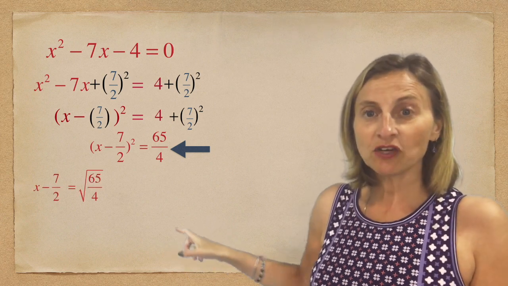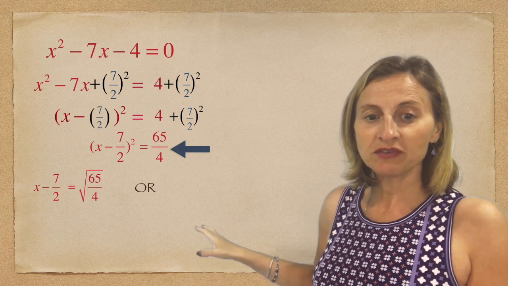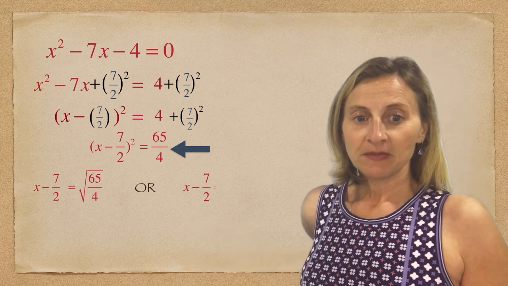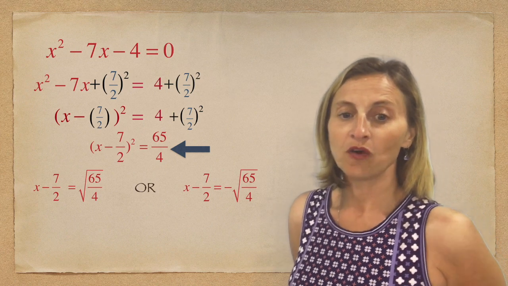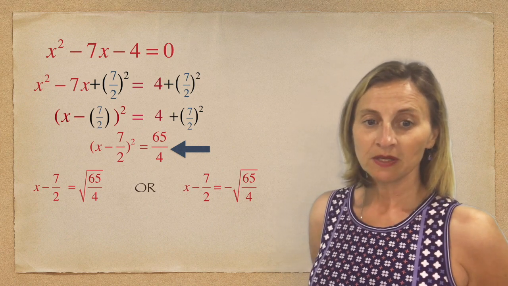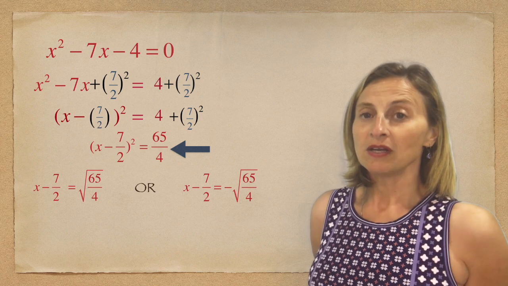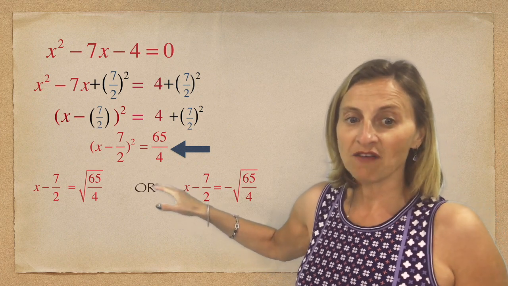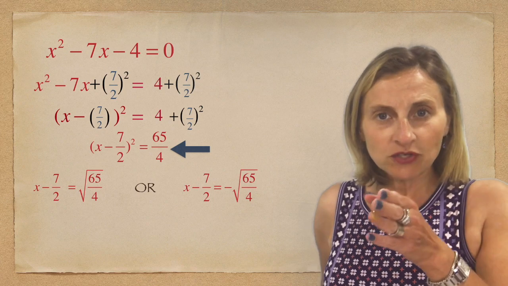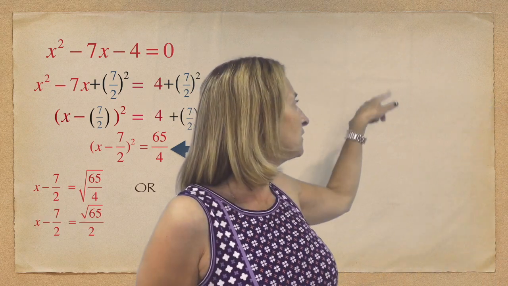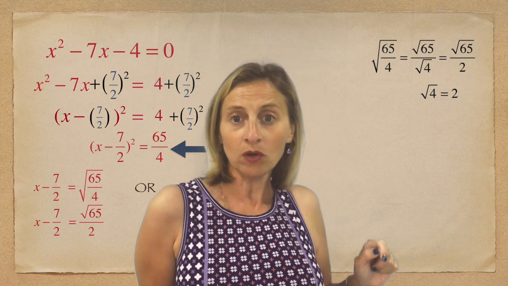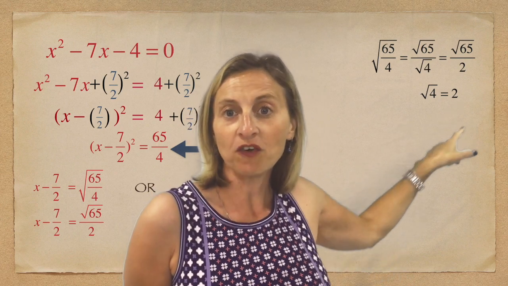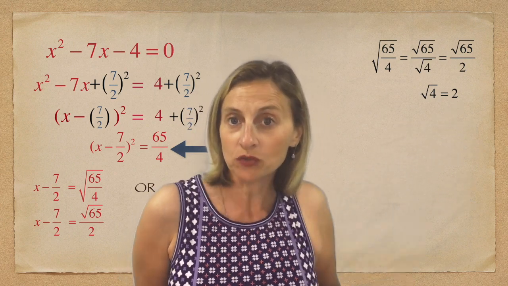x minus 7 over 2 equals the square root of 65 on 4, or x minus 7 over 2 equals minus the square root of 65 over 4. Right, now we need to simplify the square root of 65 over 4. Remember how to do that? We've got the square root of 65 over 4, which equals the square root of 65 over the square root of 4, which equals the square root of 65 over 2, because the square root of 4 equals 2.